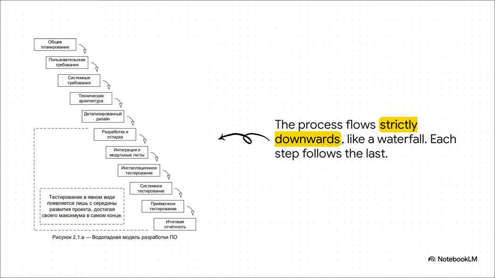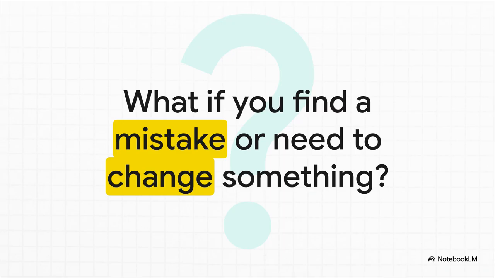And you can see right here why that waterfall name is so perfect. The process only flows in one direction, down. You start with planning, which flows into design, which flows into building, then testing, and so on. Each step cascades into the next, and there is absolutely no way to swim back up to change something you did earlier. And you can probably already see the massive, glaring problem with this, right?